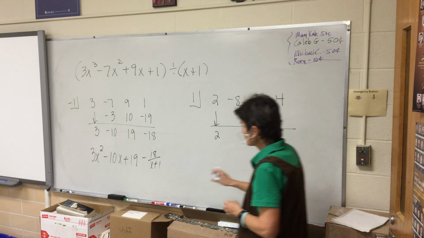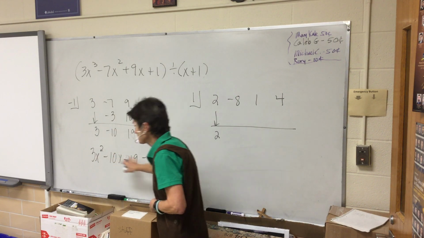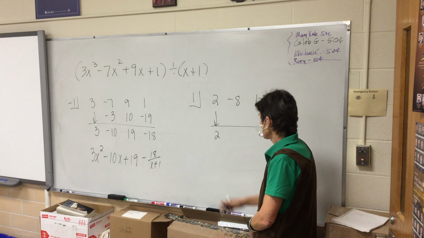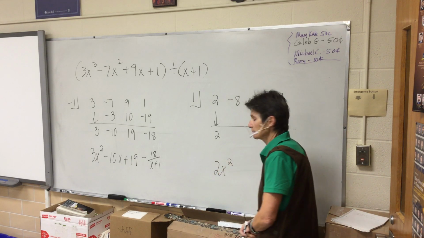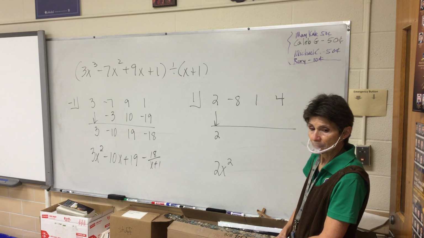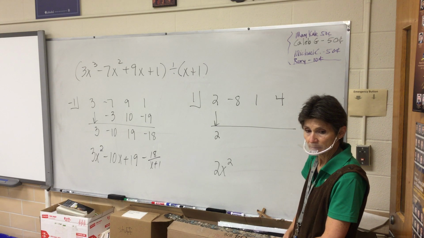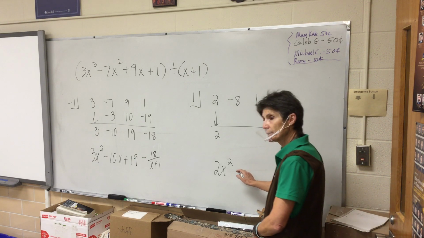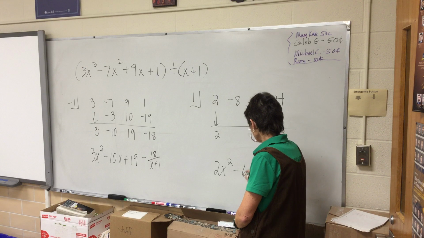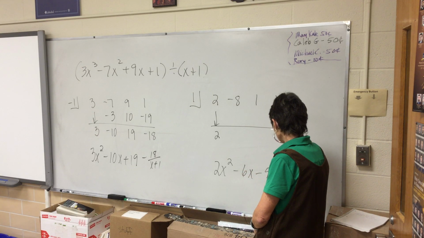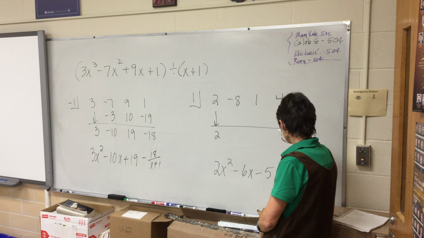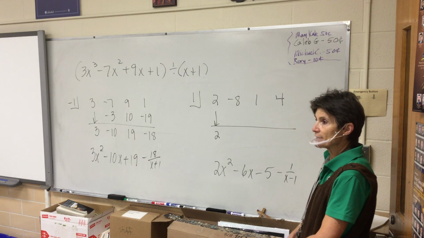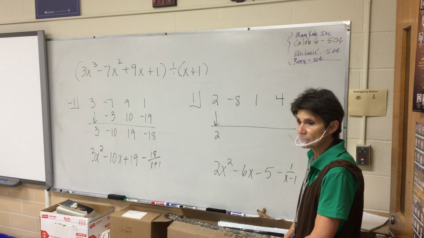Remember, your answer should look something like this. This is the answer. So I know it's going to be 2x squared. You already have it, Jaden? Yep. What is it? 2x squared minus 6x minus 5, remainder -1 over x. That's what Jaden got. I don't know, is anybody matching that? I see some nods. That's what everybody got.